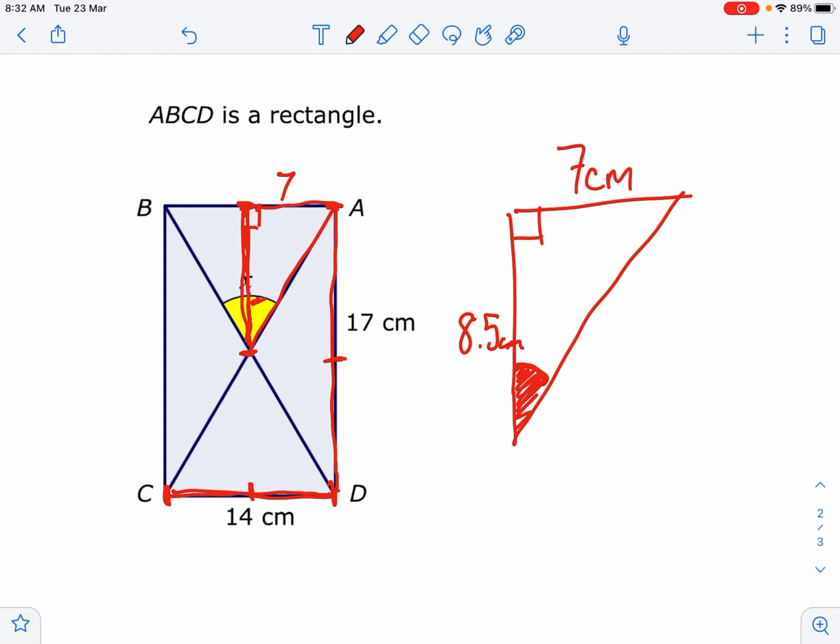Now that is that angle. Angle X is double that. So when you get that answer, you're going to need to double it. That's a lot of advice. That's quite a lot of help, really.